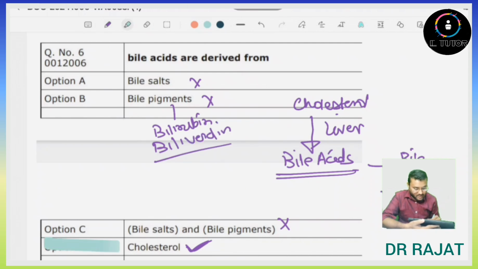So the answer here will be option number D, cholesterol. That cholesterol changes into the bile acids in the liver.